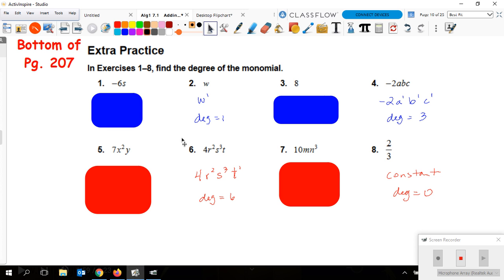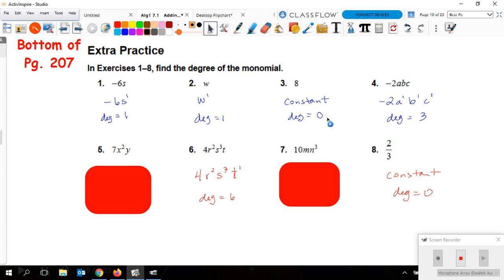All right, let's go ahead and check our answers for 1, 3, 5, and 7. So number 1, it just has an s to the first, so that would be degree 1 on this one. The negative 6 doesn't do anything. It's always the variables, the exponent for the variable. 8 is a constant, so it's just like number 8 down there. It's going to be degree 0.